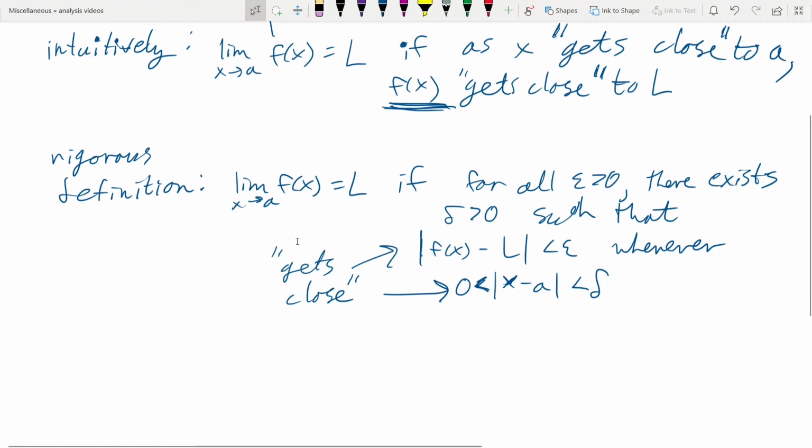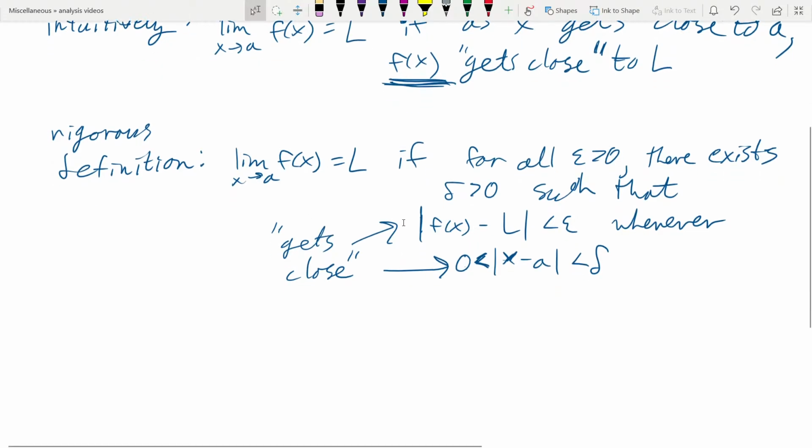So having a definition is one thing, but knowing how to use it is quite another. It's kind of like knowing the rules of chess versus knowing actually how to play. So it's two totally different ball games.